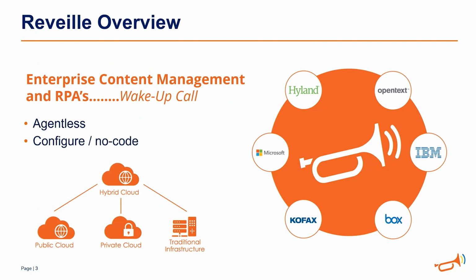Thank you, Ryan. We have a lot of ground to cover, so let's go ahead and get started. Reveille is a software company who focuses all of its energies on supplying monitoring and management solutions for enterprise content systems. If you look at the big circle on the right, the products offered by Hyland and IBM and OpenText and Kofax are the products we support.